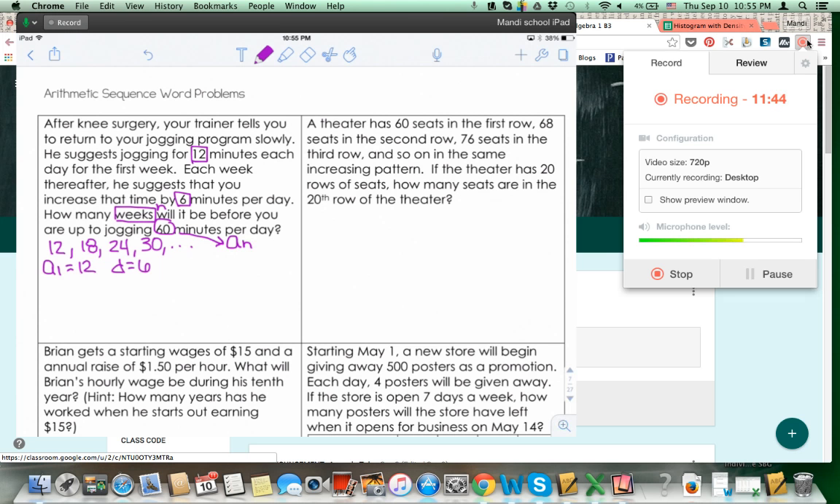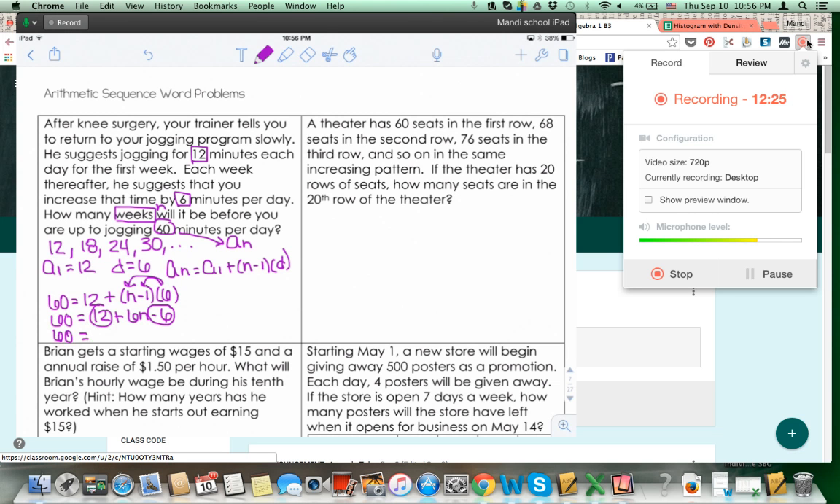So in our equation, a sub n equals a sub 1 plus n minus 1 times d. We're given a sub n, that's 60. A sub 1 is 12. We don't know n, so n minus 1 times d. We're going to go ahead and distribute that in. So 60 equals 12 plus 6n minus 6. We're going to add our like terms.